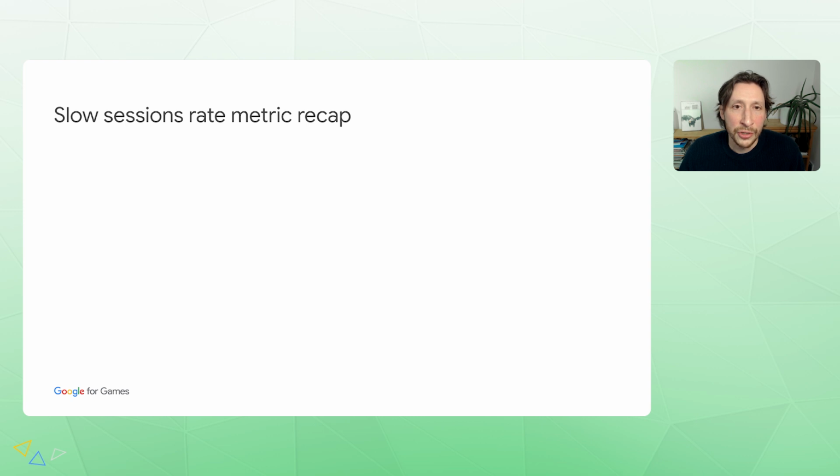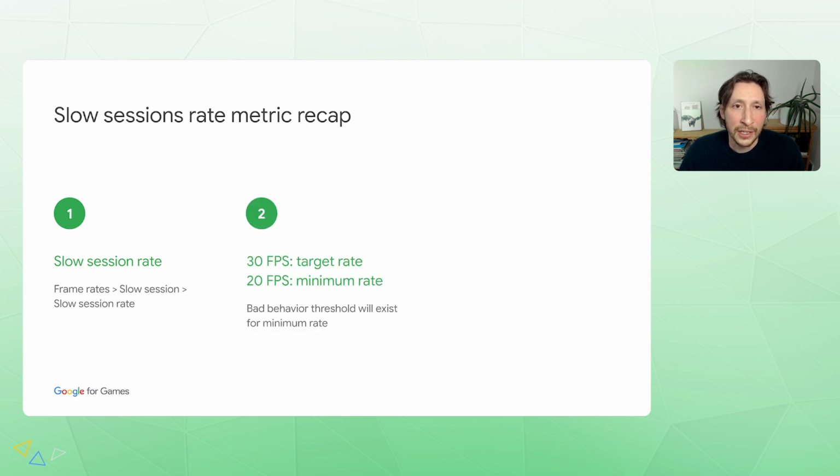It's been a pleasure to introduce the new slow sessions rate metric to you. We've talked through how we measure slow session rate and discussed the 30 frames per second target rate and the 20 frames per second minimum rate, which is where the bad behavior threshold will be in due course. We discussed how you can use the slow session rate data to help you improve your frame rate, and you can even use Android Performance Tuner to get finer grain information and pinpoint slowdowns. We hope this new metric gives you visibility into frame rate performance of your game and makes it easier for you to create smooth experiences for your players.